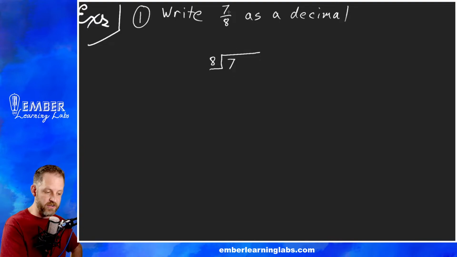Then if there's no decimal, then there's a decimal place right at the end of it. And then we're going to float that decimal up to the top. And we're going to add a 0 out there. Okay. So 8 goes into 7 0 times. Easy peasy, lemon squeezy, right? 8 goes into 70 8 times, because 8 times 8 is 64.